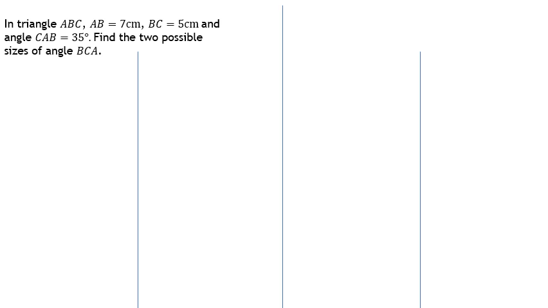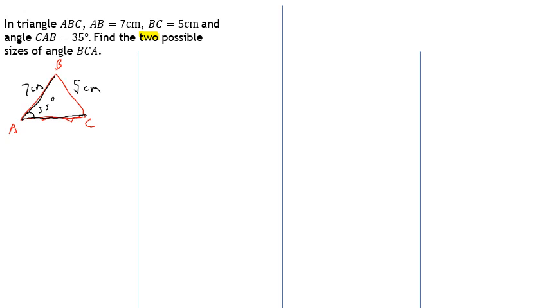Step number 1 is begin by drawing out that triangle. So if we have point A, point B, then point C about here. Oh, that should have been a straight line, sorry. And then labelling it with the information that we're told. So AB is 7 centimetres, BC is 5 centimetres, and the angle CAB is 35 degrees. Oh wait, let's just go back to the question. The question said find the two possible sizes of angle BCA.